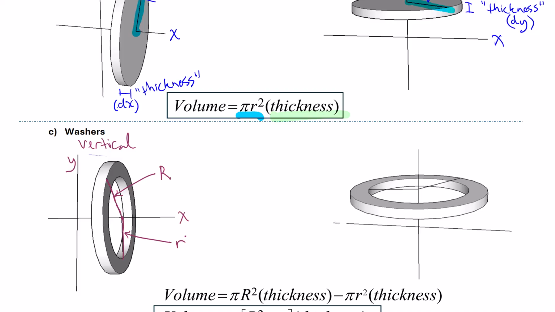Now, a washer, just like a disc, has a thickness, and that thickness we could describe for a vertically oriented washer as being on the x-axis. The thickness of that washer, can you visualize it? That thickness would be an x direction thickness, so we'll call that a dx for thickness. It's extending in an x or horizontal direction, and that's our vertically oriented washer.